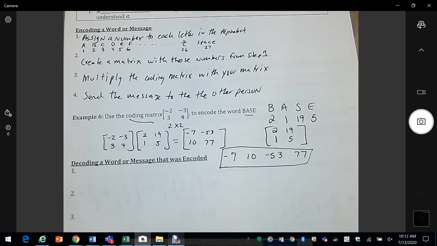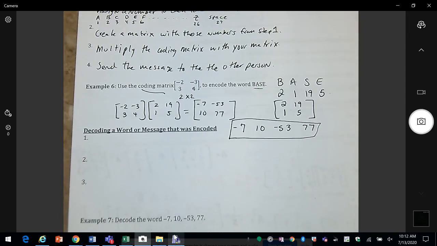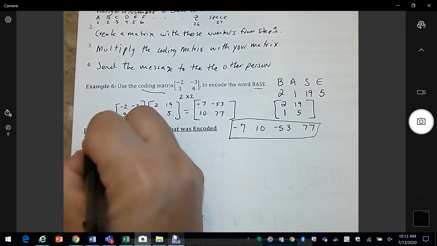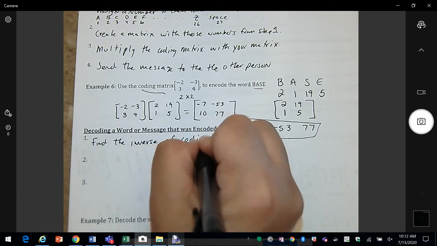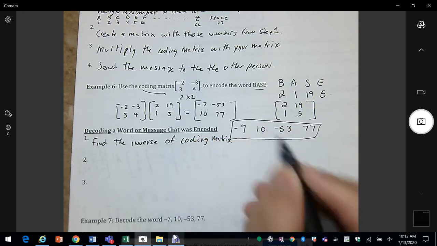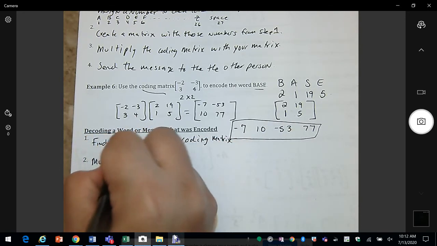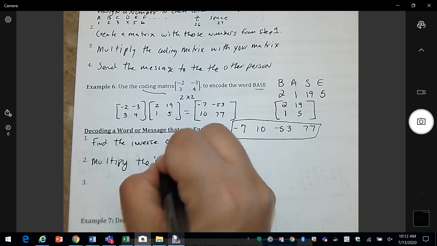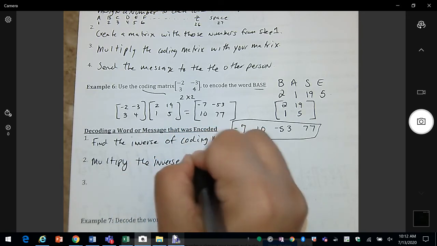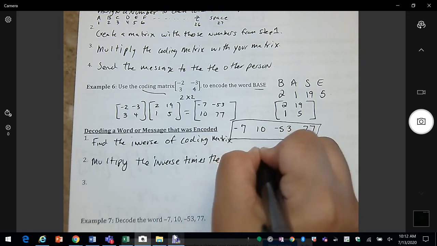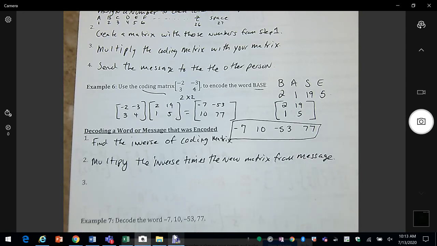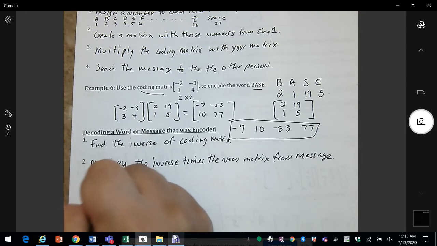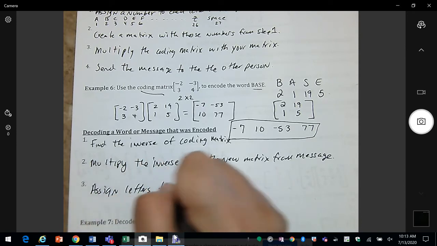Now the other person is going to receive that, and in order for them to decode it, to know what it says, they need to find the inverse of the coding matrix and multiply the inverse times the new matrix from the message. And then assign letters to the numbers.